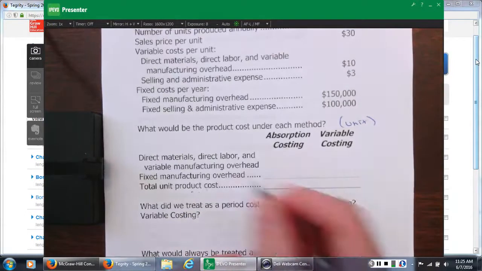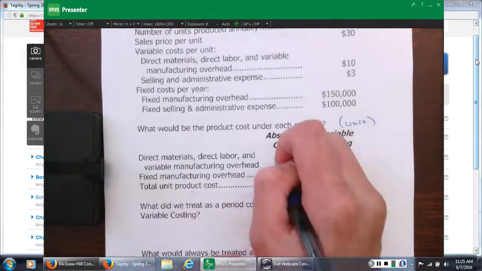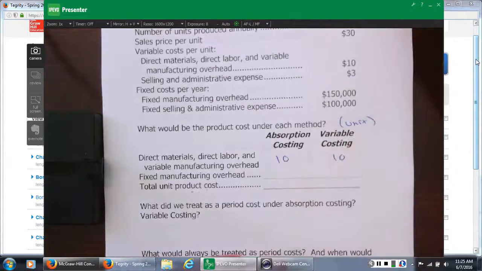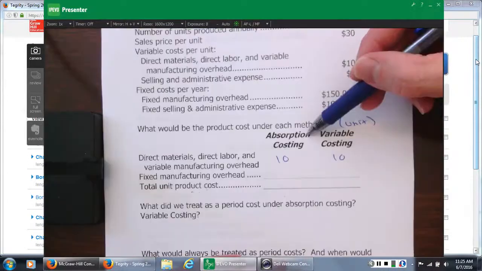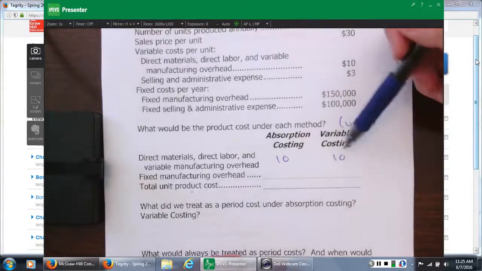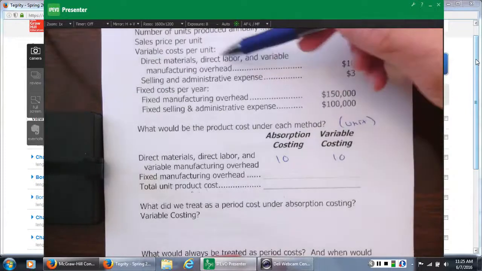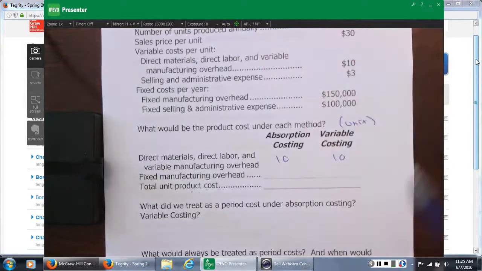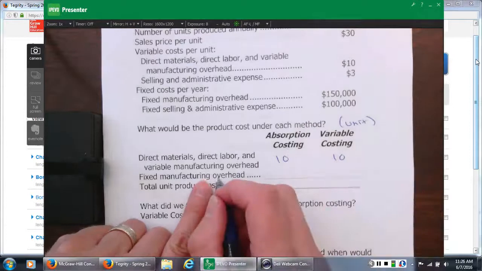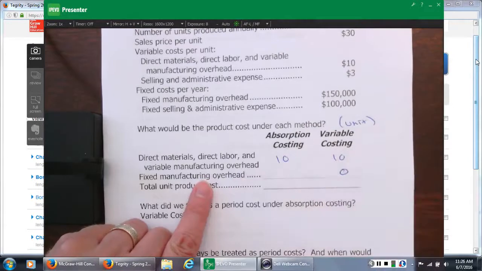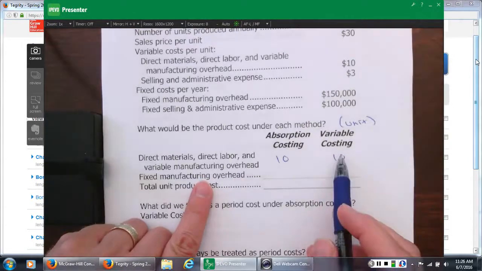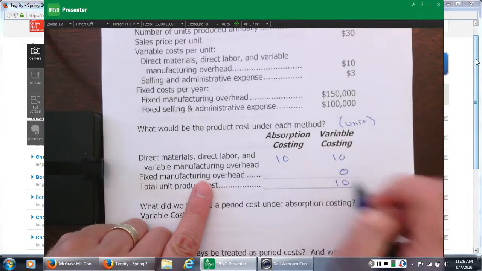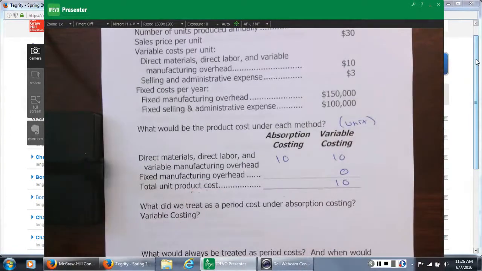We can look over here with variable costing. It'll be $10, because we know with full costing, also known as absorption costing, as well as variable costing, that direct materials, direct labor, and variable overhead are treated as product costs. The difference comes in with fixed manufacturing overhead, which is not treated as a product cost under variable costing. It's treated as a period cost. So that means our unit product cost is $10 here with variable costing.